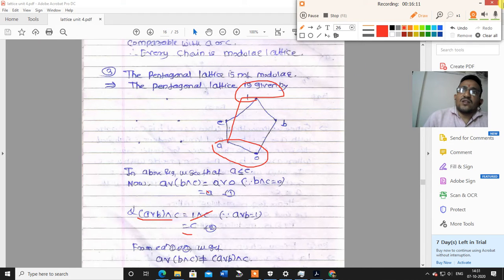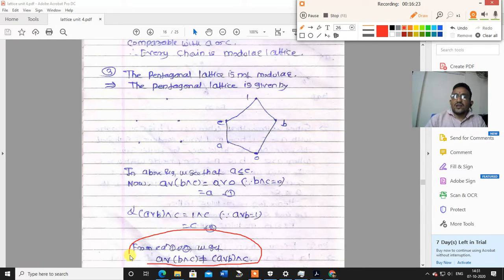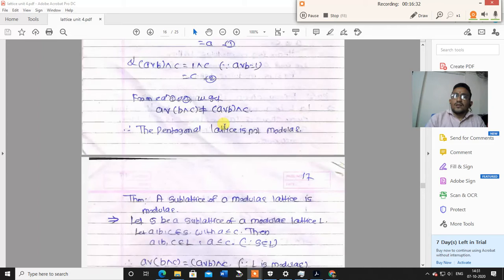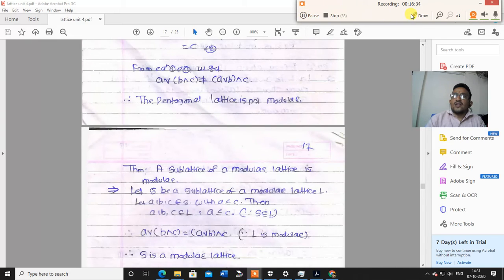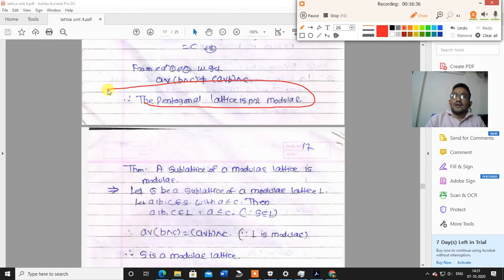So from equation 2 we claim that this modular property does not hold. It does not satisfy the condition A join B meet C equal to A join B meet C. Therefore, we can say that the pentagonal lattice is not a modular lattice.